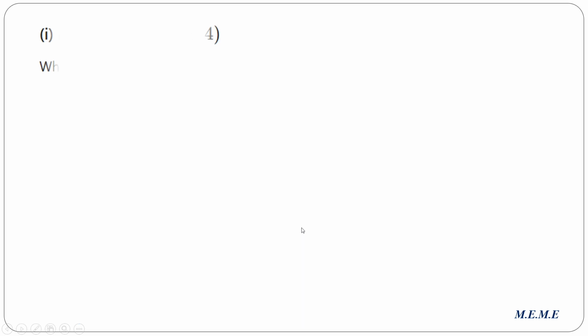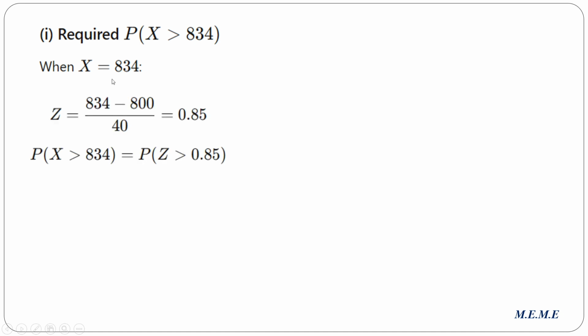Now the first question is the probability of bulb life greater than 834 hours. So X equal to 834. The corresponding standard normal variate Z equals (834 minus 800) divided by 40. So 34 divided by 40 is 0.85. So the probability of X greater than 834 is required. It is equivalent to the probability of Z greater than 0.85.